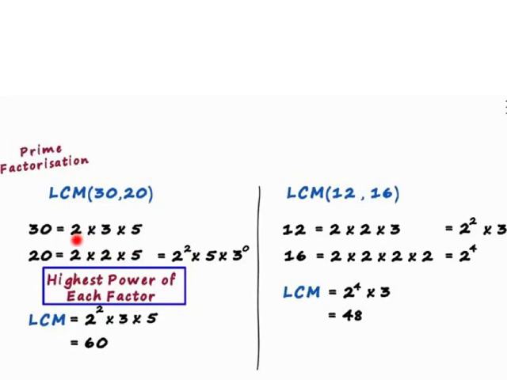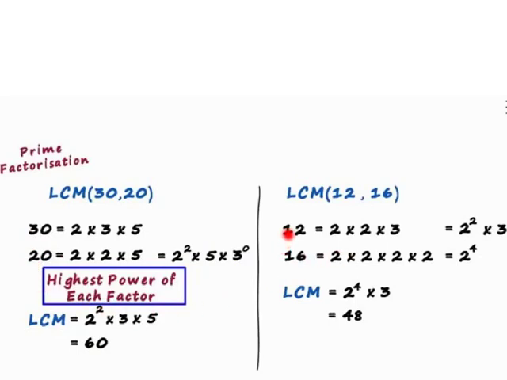So we have a 2 here, but here we have 2 squared, so we would use 2 squared. And then we have a 5 used once here, so we're going to use it once, and then a 3, okay? So we would say 2 squared times 3 times 5. Well, 3 times 5 is 15, 2 squared is 4, 15 times 4 is 60. So 60 is the lowest multiple of 30 and 20 that they both have in common.